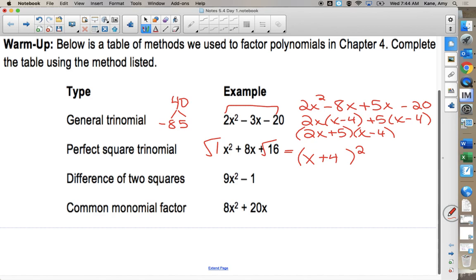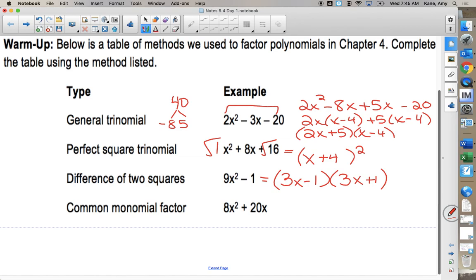The third one says 9x squared minus 1, and this is the difference of 2 squares because both of them are perfect squares, and there's a minus sign in the middle, not in the front. How would that one factor? Ava, how do you have that factor? 3x minus 1. Yeah. It's also known as the sum and difference. So one of them is a sum, the other one is a difference of the same quantity.